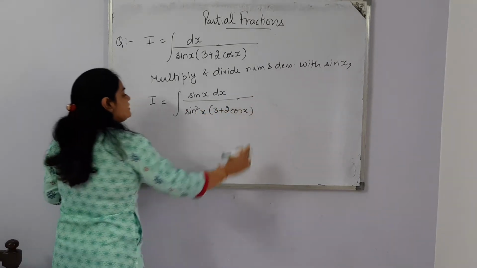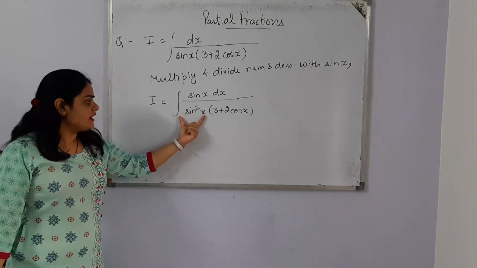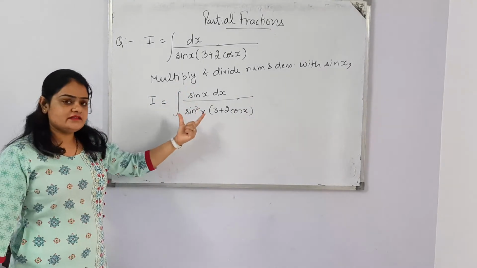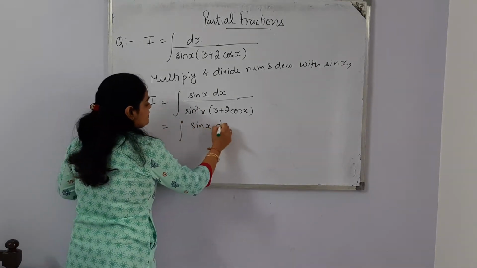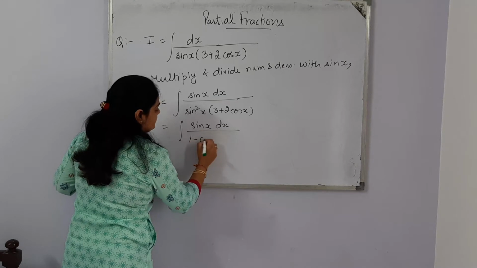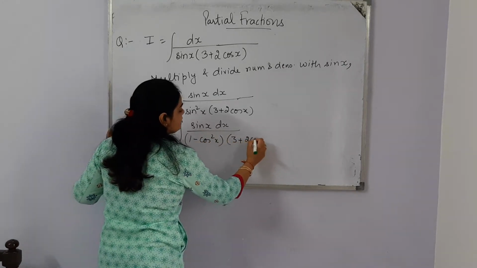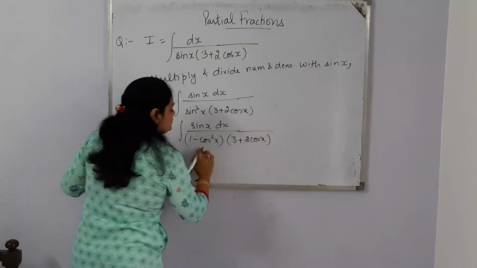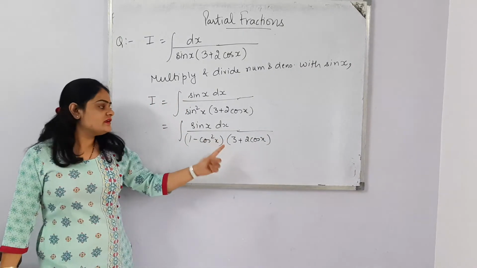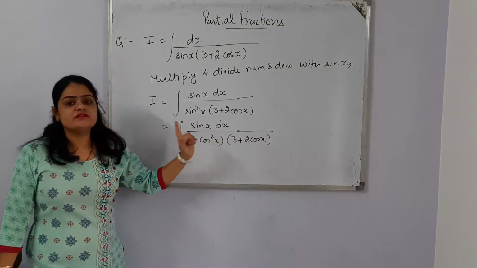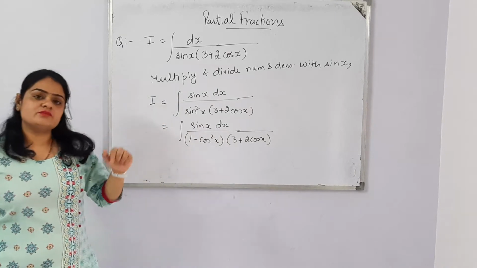Okay. Now, why have I multiplied with sin x? Because here I am getting sin square x, and sin square x is nothing but 1 minus cos square x. But you are watching, in the denominator we have two factors with cos x, and now we have sin x in the numerator. That sin x is a derivative of cos x. Now we can substitute cos x.